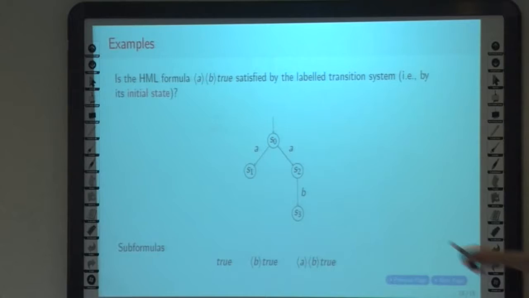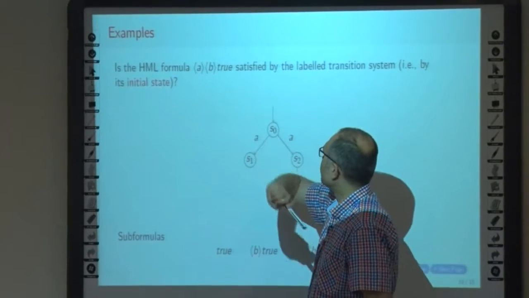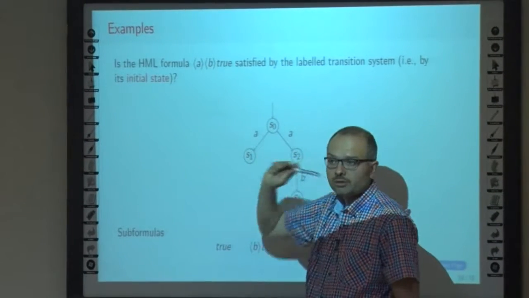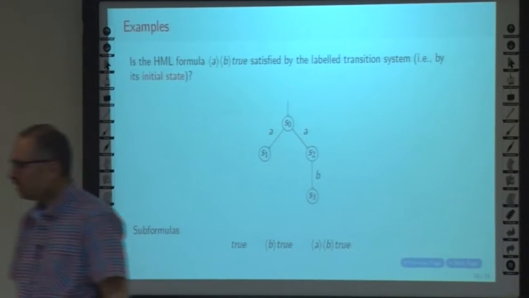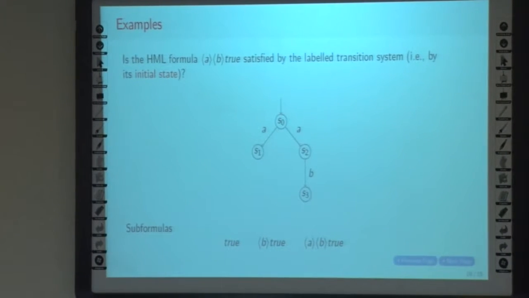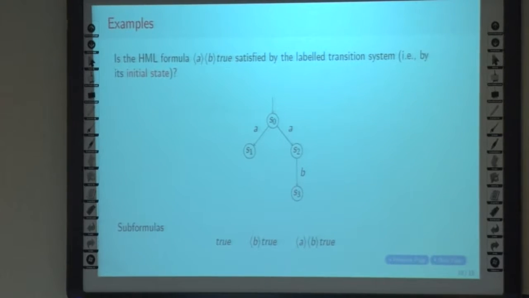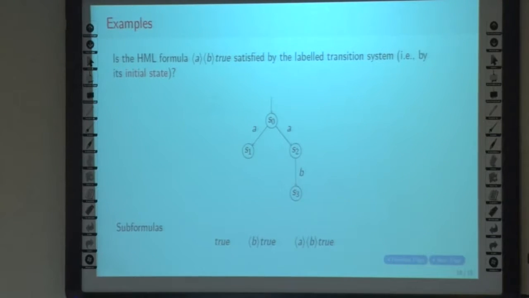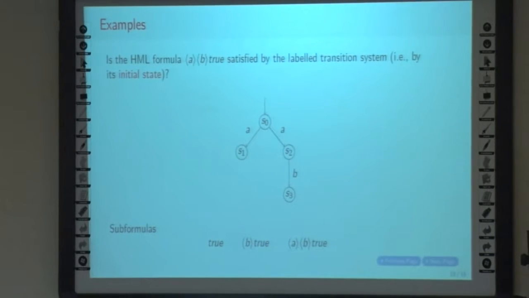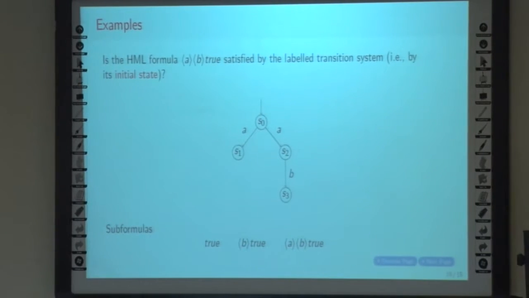So suppose I want to verify diamond A, diamond B true. What does it say? Diamond A, diamond B true? A action and then B action. So it's possible to do an A followed by B, right? A, B trace is possible. This system features a trace labeled A, B.